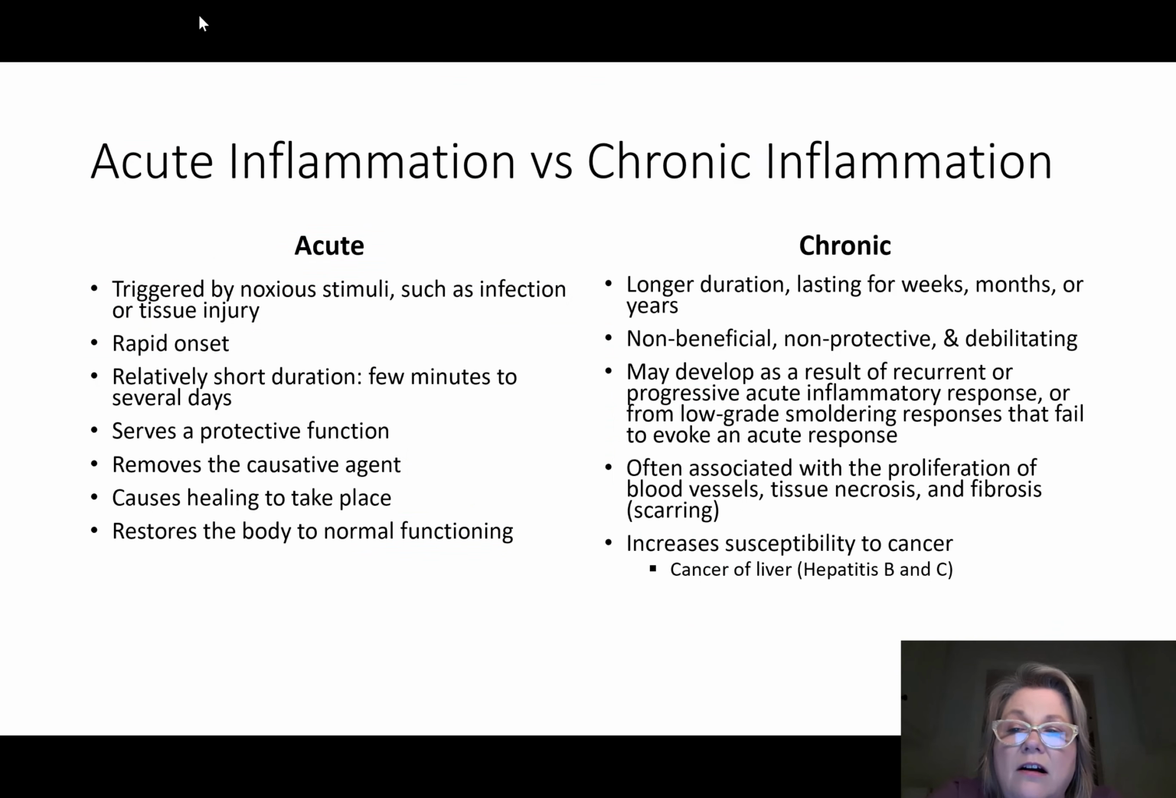So what is acute versus chronic? Remember, acute is like right then. Chronic is over a longer period of time. So acute is a rapid onset, usually a short duration, can be a few minutes to several days, produces a protective function, removes the causative agent, and most importantly, under the acute inflammation stage, it causes healing. Its main objective is to cause healing to take place and to restore the body to its normal function. So that's what it's doing in that acute phase.